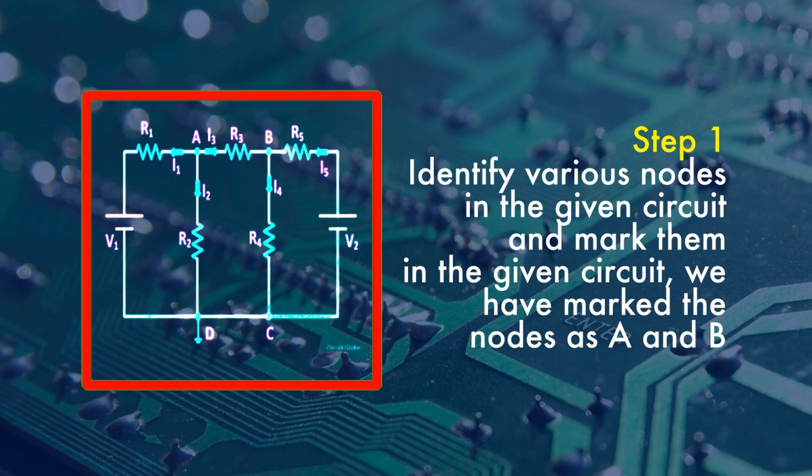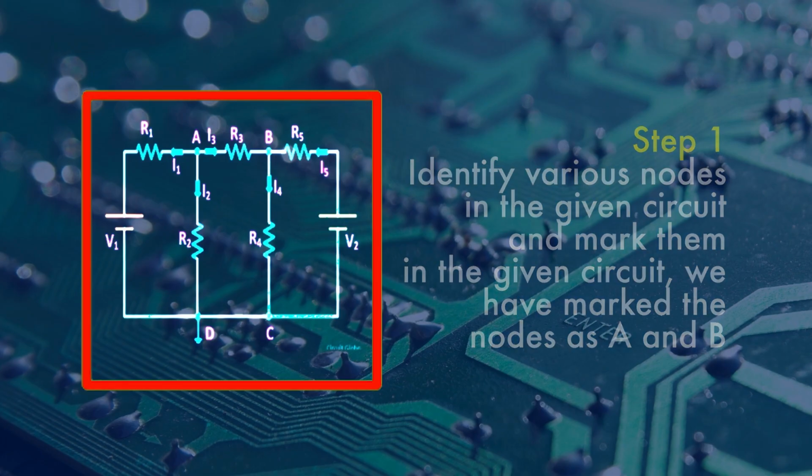Step 1: identify various nodes in the given circuit and mark them in the given circuit. We have marked the nodes as A and B. So here you can see at node A, different resistances are connected: R1, R2 and R3. At node B, different branches are there which have resistances R3, R5 and R4.